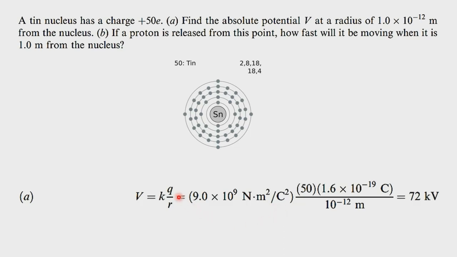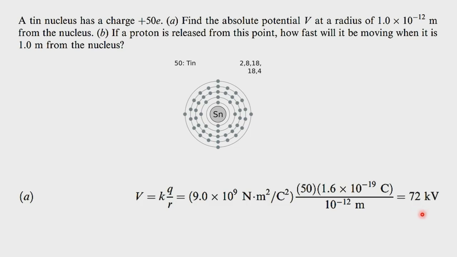And our Q, which is the 50 of those positively charged protons multiplied by the charge of each proton, which is 1.6 times 10 to the minus 19 coulomb. This is the charge of our elementary particle, and multiply that by 50 divided by the radius, which is 1 times 10 to the minus 12 meter. The value will now be equal to 72 kilovolts.